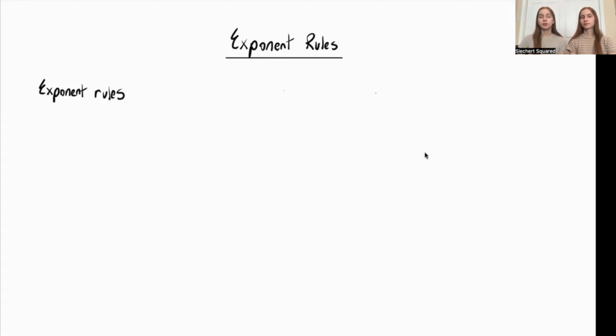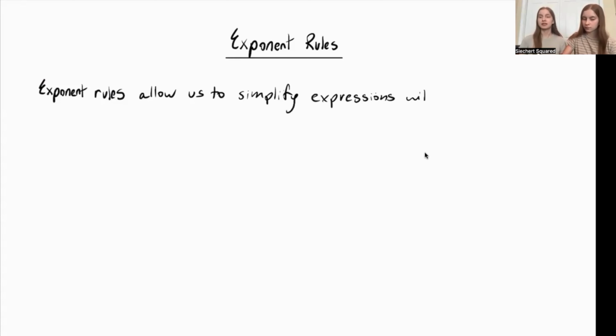Now, as we get into talking about exponent rules, it's really important to know what exponent rules actually are. Exponent rules are certain steps or procedures that allow us to simplify expressions that have exponents. Our goal is to make expressions simpler and nicer, because that makes them easier to work with.